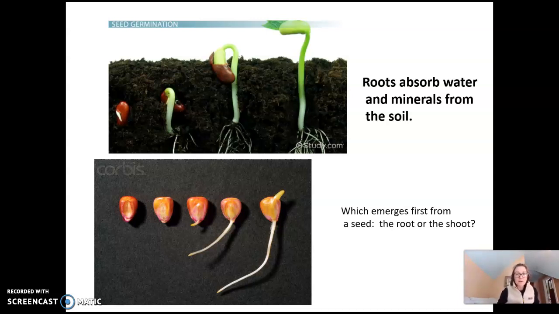We call that a fibrous root system. When it first emerges, it's called a radicle. Down here is corn seed, showing this also. Roots come out, and look how long they get before the first shoot comes out.